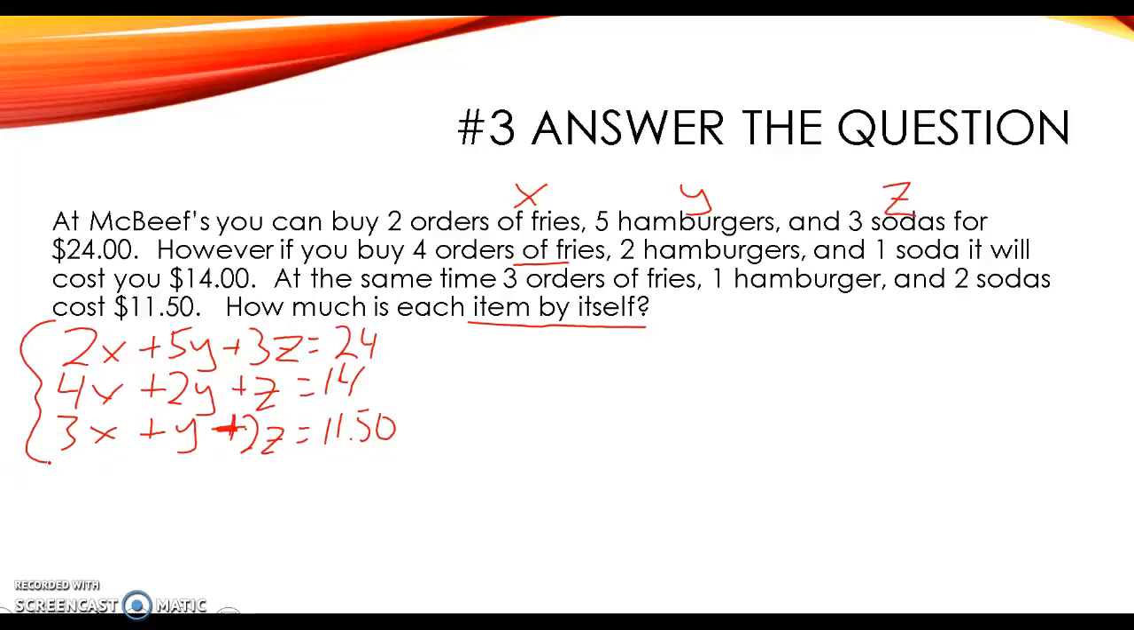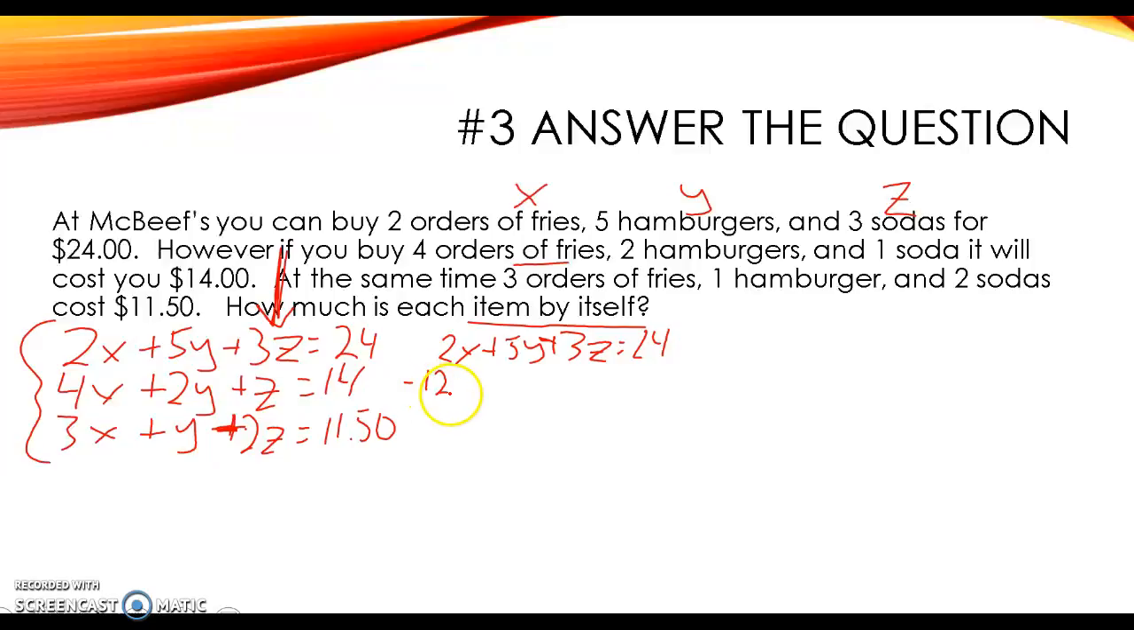And so just like before, I want to figure out what is going to be the easiest to eliminate. There's really no wrong answer. You can eliminate either the x's, the y's, or the z's. I am going to look to see if I can eliminate the z's first. I'm going to take the top 2 equations, and I'm just going to rewrite the top equation, which is 2x plus 5y plus 3z equals 24. And I'm going to take the second equation here and multiply it times -3.